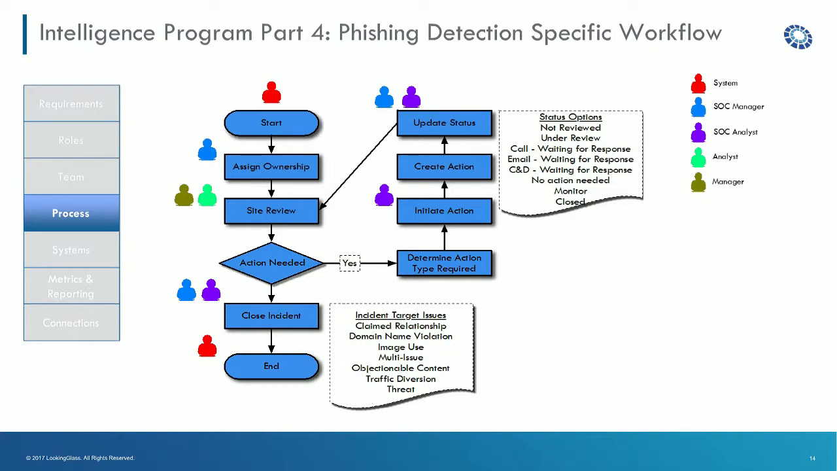As a phish site or a potential phish site is identified, what is the process to determine that it actually is a legitimate phish site that needs to be taken down? What machines are involved, what human beings are involved? Documenting that and making sure that this is ultimately defined in the product that you're using is important.